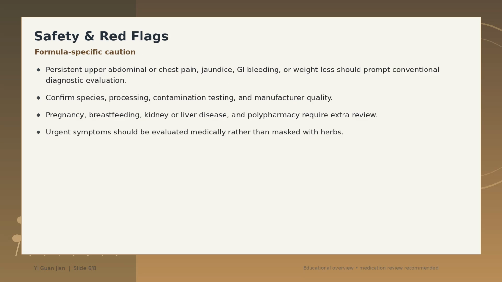Safety summary. Persistent upper abdominal or chest pain, jaundice, GI bleeding, or weight loss should prompt conventional diagnostic evaluation. Also verify species identity, processing method, contamination testing, and manufacturer quality.